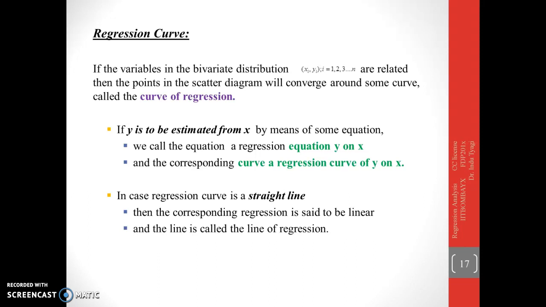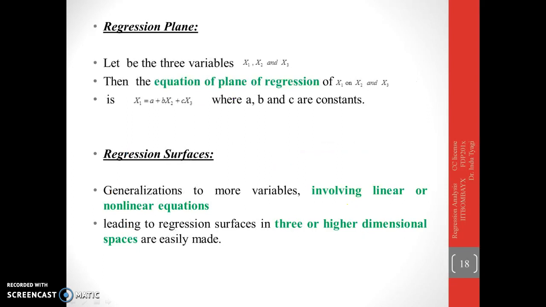If the variables in a bivariate distribution are related, then the points in the scatter diagram will converge around some curve called the curve of regression. If y is to be estimated from x by means of some equation, we call the equation the regression equation of y on x, and the corresponding curve the regression curve of y on x. In case the regression curve is a straight line, then the corresponding regression is said to be linear, and the line is called the line of regression.